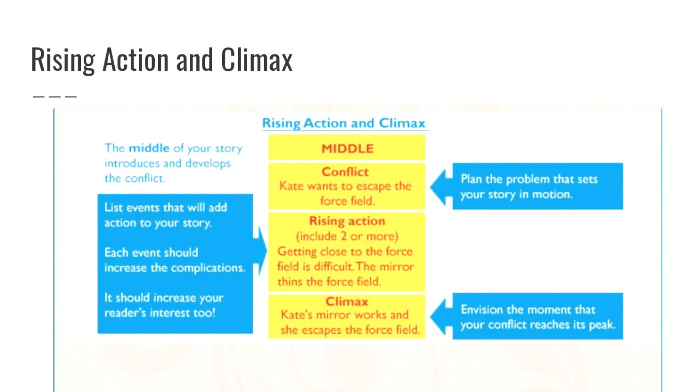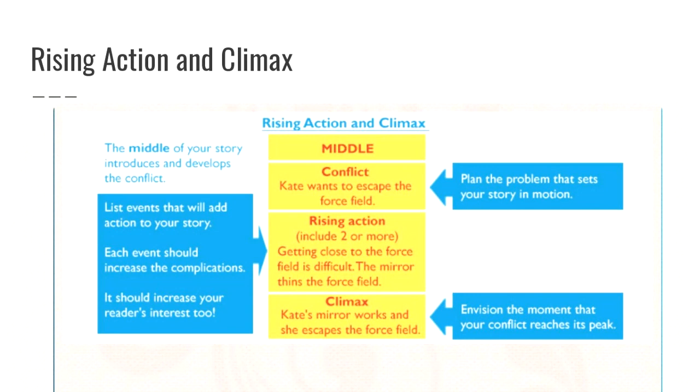And then we have the rising action and climax. The middle of your story introduces and develops the conflict. It has rising action of 2 or more incidents. And the climax is the high point of action at the end of the story. So when I look at your graphic organizer, and when I read your narrative, I will check to make sure you have a conflict, 2 examples of rising action, and a climax. Okay? Thumbs up if you're good with that.